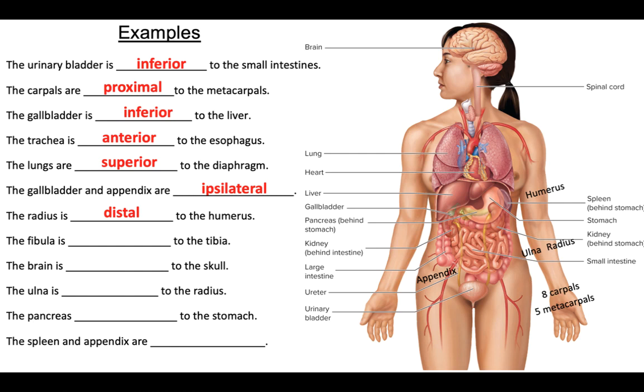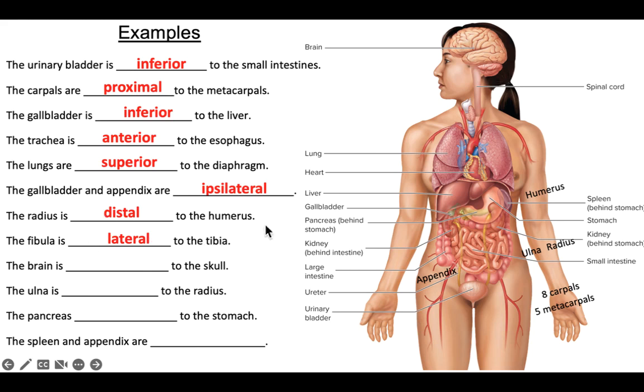Fibula and tibia. So those are in the legs. Kind of like radius and ulna. They're right next to each other in the leg. But the fibula is lateral to the tibia. So the fibula is kind of on the outside of your leg, and then the tibia is on the inside of your leg. All right, and we're talking about below the knee there. In your thigh, it's the femur.